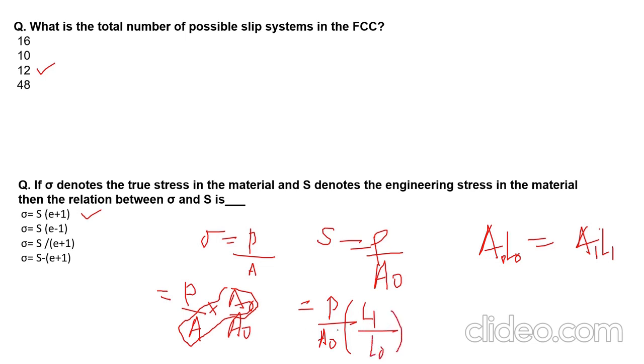So you have some kind of relationship, and you know L1 by L naught is nothing but e plus 1. P by A naught is your S. So finally the equation will arrive at sigma, the true stress, is equal to S multiplied by 1 plus e. Okay, this is your final equation. You just have to solve the two equations and arrive at the final equation.